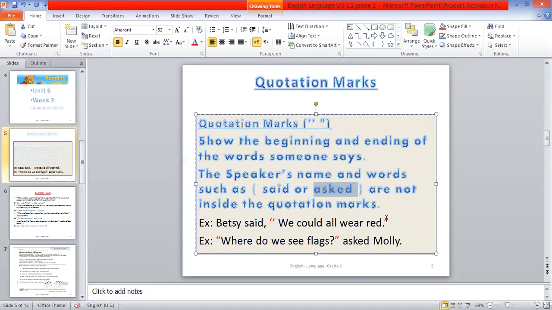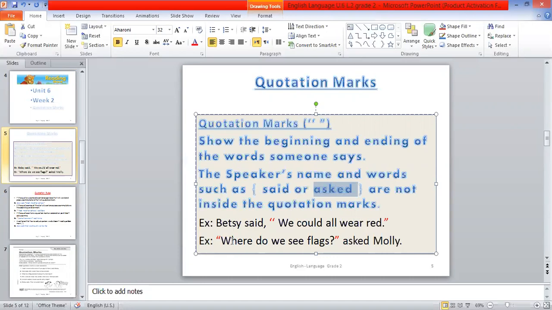Do you see the red one? This is the quotation mark. "We could all wear red." Betsy said, she said something. So we are going to put the quotation mark at the beginning of the sentence and also at the end. We start here with a capital letter. Notice here, Betsy said isn't included inside the quotation marks. It comes before the quotation marks.